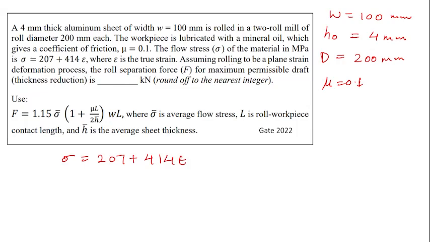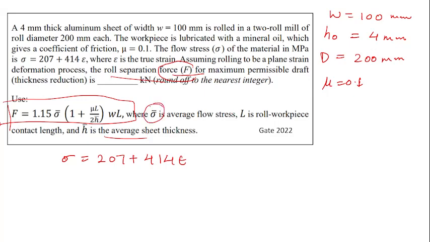Then, assuming rolling to be a plane strain deformation process, the roll separation force for maximum permissible draft is what it is asking. Firstly, it is asking force. Use this formula where sigma bar is average flow stress, L is roll workpiece contact length, and H bar is the average sheet thickness. So they are asking you force and they have given one formula to be used. You don't have to go back and look, and that formula also they have mentioned what is what.